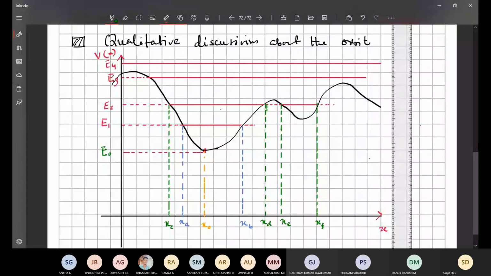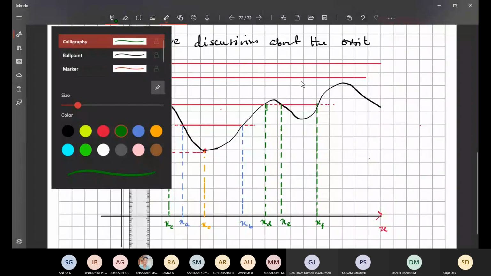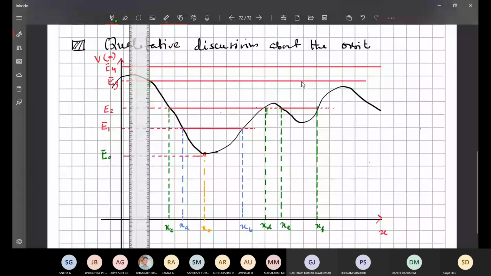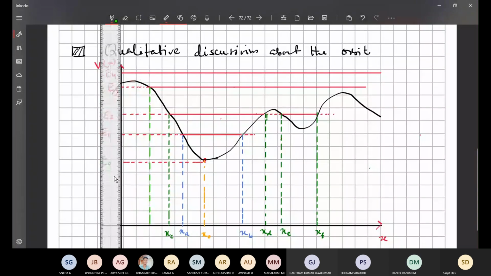Okay, fine. Now E3 cuts in how many points? 1 point. Let me take a color. I've never used this color, so let me use it. And that will be XG. So let me call it XG.